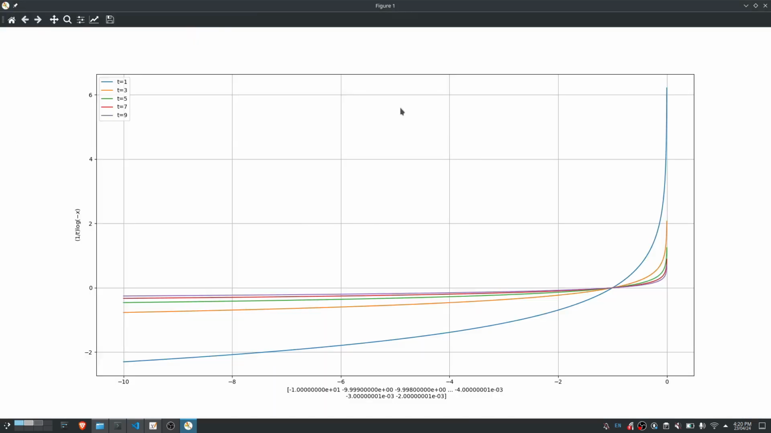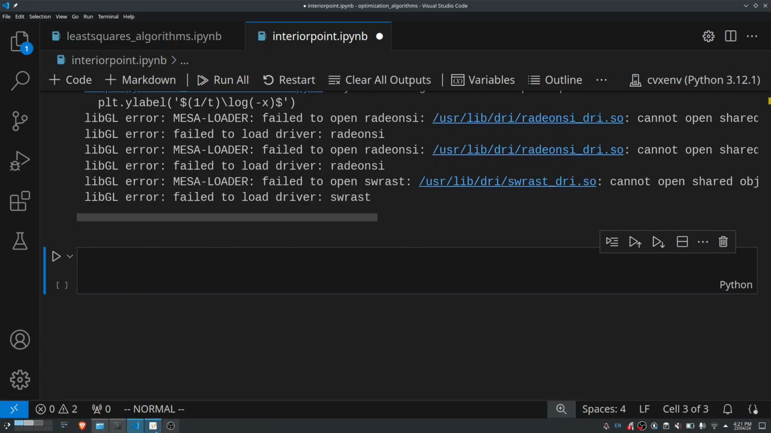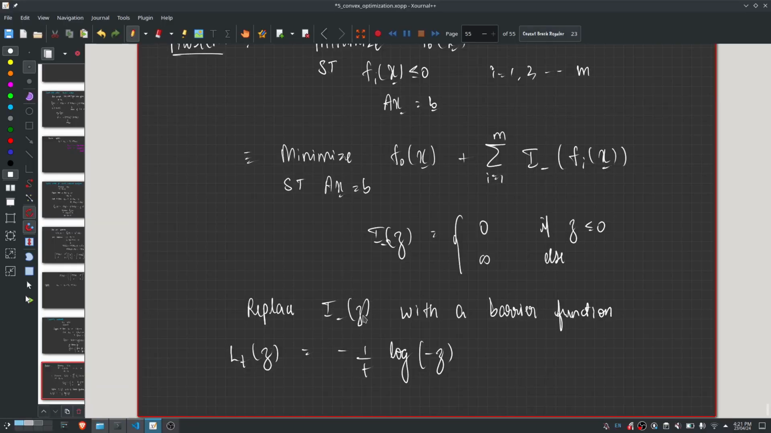This is what it looks like. So this would be the curve for t equal to 1. It's nice and smooth. It's just minus log minus x. But as we increase t, we see that the curve becomes sharper. So for small t it's kind of flat, and for large t it becomes sharp. So the natural choice, if you wanted to best approximate I minus of z, would be to just choose t to be something very large and try to solve using Newton's method.